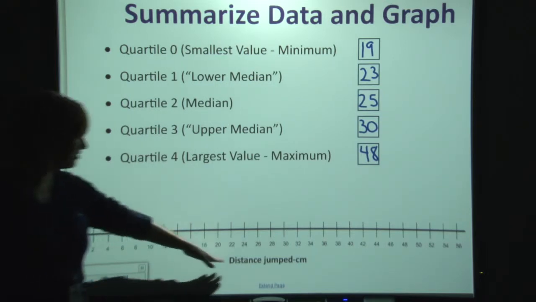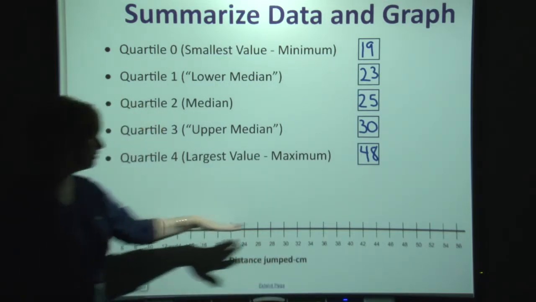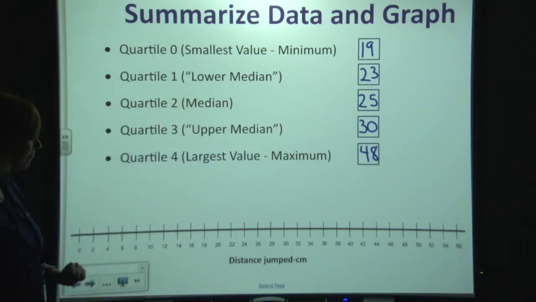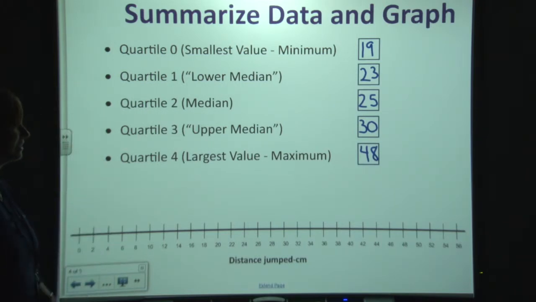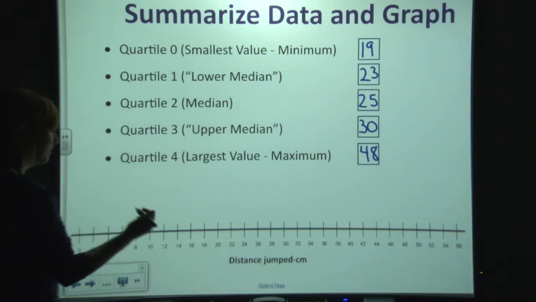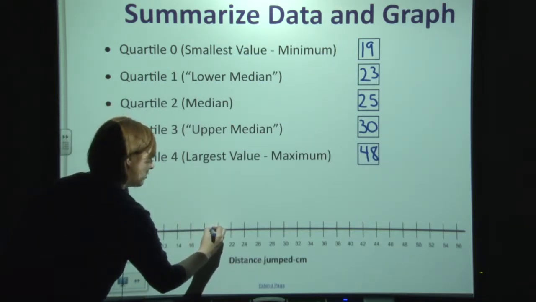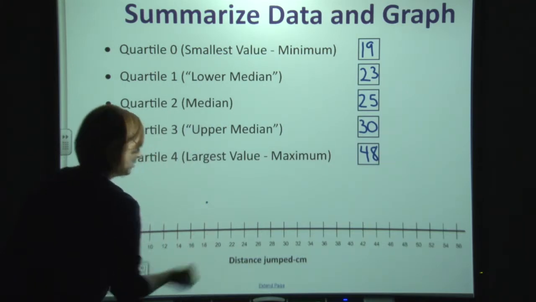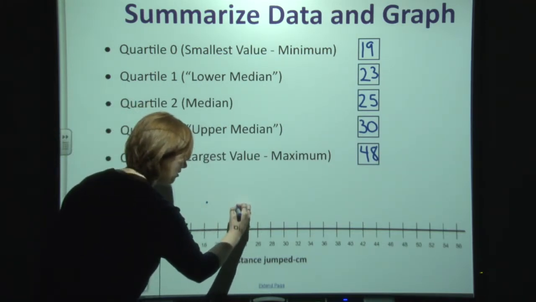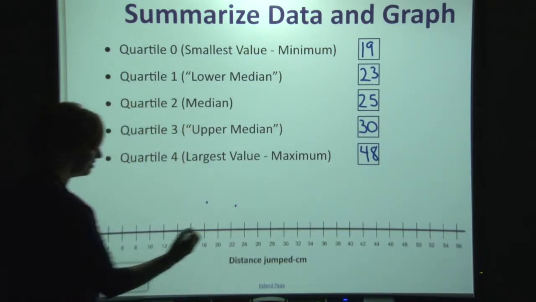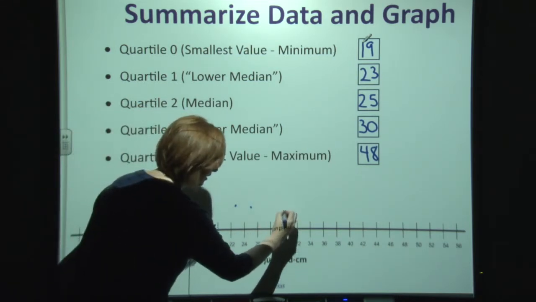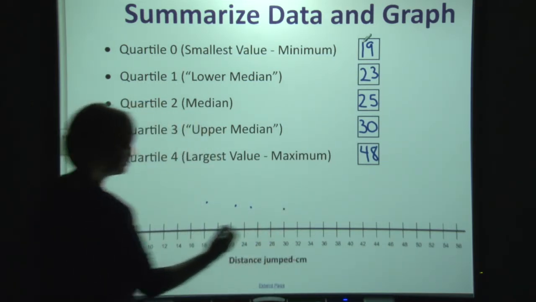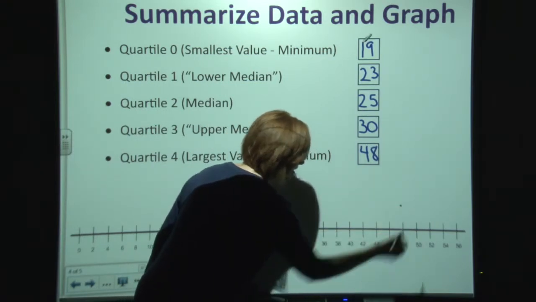So I have my distance jumped in centimeters, and I start with a number line, 0, and I'm going up by 2s. We only need an x-axis here. We don't need a y-axis because we're only graphing one set of data. So I want to plot along the number line the 5 values above. So I'm going to plot 19. And don't put the dot right on it. We're going to go a little bit above it, and you'll see why in a minute. So 19, 23 is about here. I apologize if these are off a little bit. 25 is approximately here. The value 30, approximately right there. And 48, our maximum value, is out here.